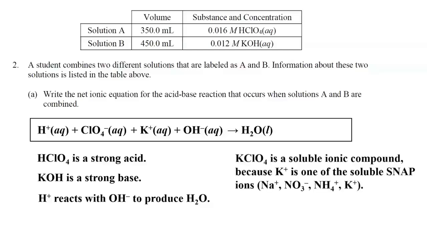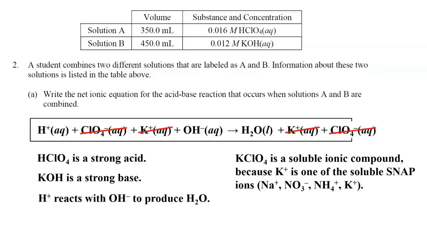And since potassium is one of those 4 soluble SNAP ions, another thing to memorize for the AP Chemistry exam, the SNAP ions are sodium, nitrate, ammonium, and potassium. That makes potassium perchlorate a soluble ionic compound. So we're going to split that up into K+ and ClO4-. Now, hopefully, you can see that on the left side of the equation and on the right side of the equation, we have some spectator ions. Let's cross off the potassium on the left and on the right, and let's cross off the perchlorate on the left and on the right. Once we do that, now we have our net ionic equation.